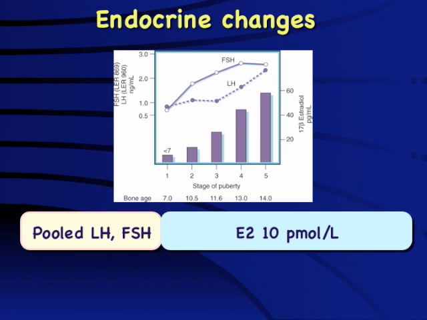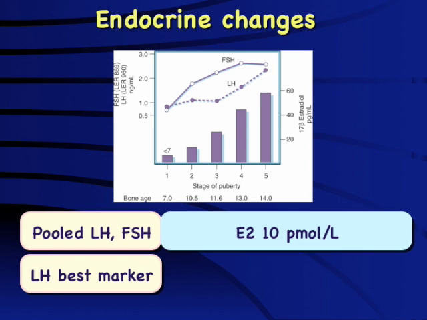Estrogen is very unreliable amongst most commercially available assays, particularly at lower levels, and therefore one doesn't need to rely upon estrogen. The vaginal mucosa is a better marker as far as estrogenization is concerned, and we'll discuss that a bit later. LH is clearly the best marker as far as pubertal onset is concerned.